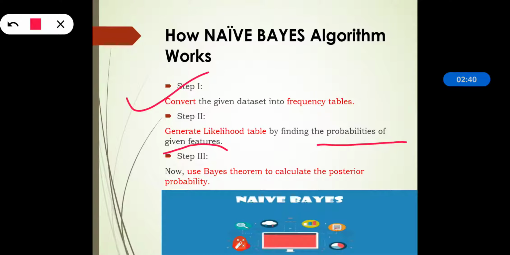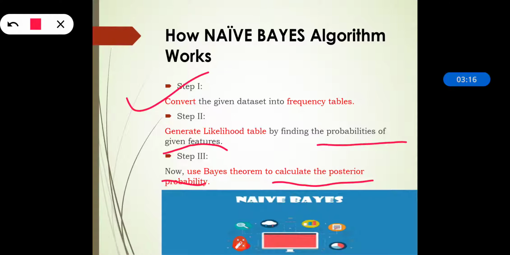In step 3, the Naive Bayes equation is used to calculate the posterior probability. It is basically used to calculate the posterior probability for each and every class. So the class with the highest posterior probability is the outcome of prediction. Whatever prediction we are having, the class with the highest posterior probability is the outcome of the prediction.